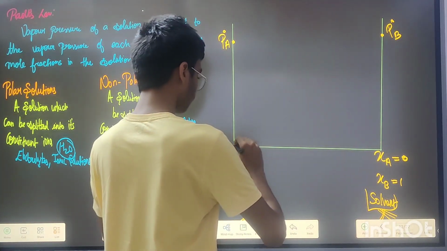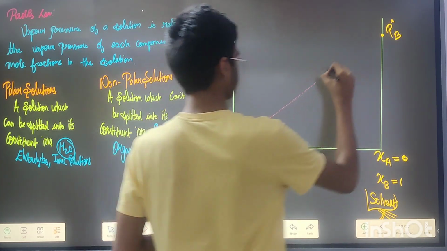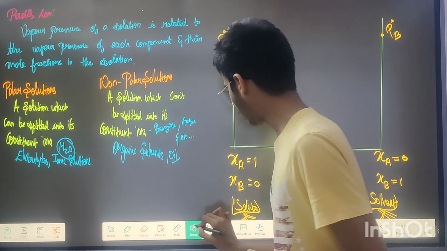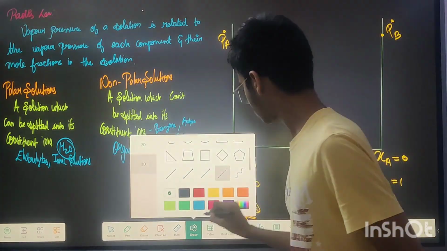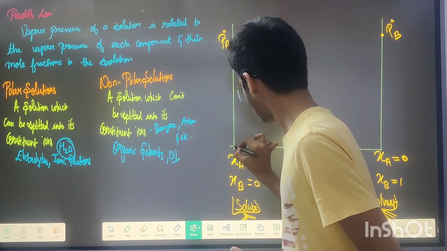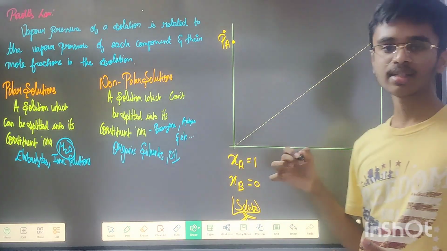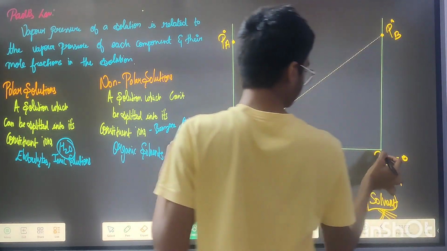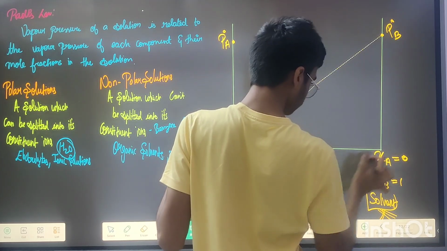So when I draw the graph, it is going to be like this. I'll choose white color so that it will be more dominant. Okay, so this is going to be like this. And my question is, why is it going like this? And why here is it going like this?